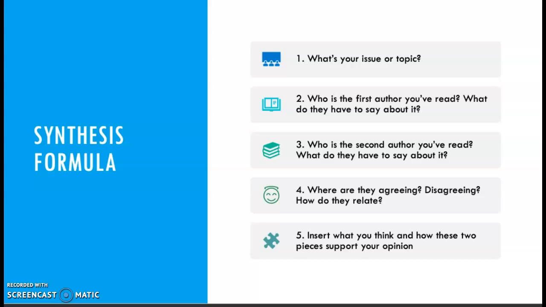Okay, number 4, do they agree? Do they disagree? How are they relatable? And number 5, here's where you get to insert what you think and how these 2 pieces support your opinion. So once you have the answers to these 5 questions, you're ready to put it into paragraph form.